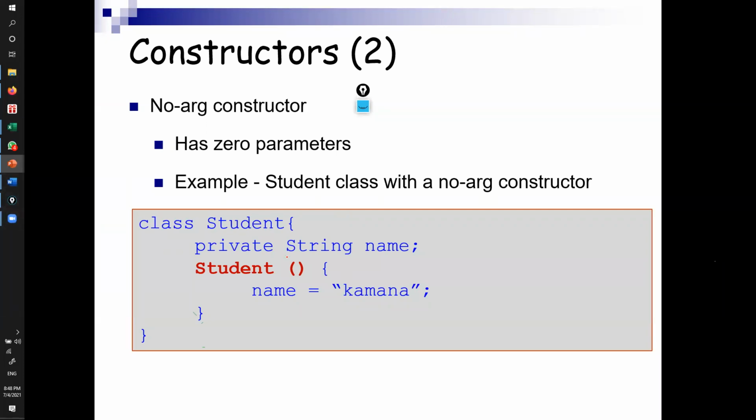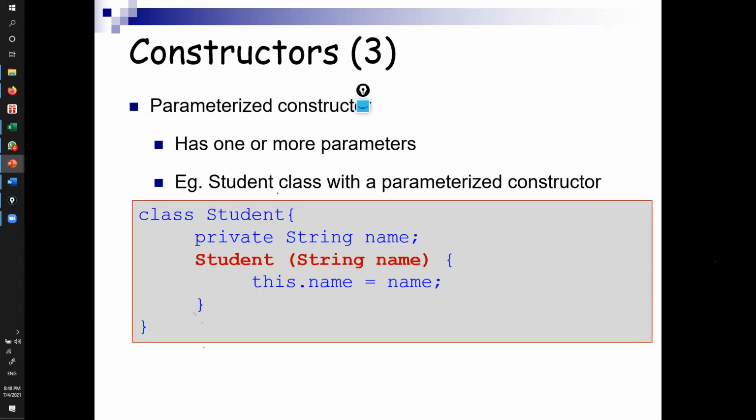You can see here we have a class called Student, and we have here what you can check. It looks like a method, but you remember, since this has the same name as the class name and there is no return type, this is a constructor. There is no parameter, that's why we call it a zero parameter constructor or no-argument constructor. So let's look at more examples.